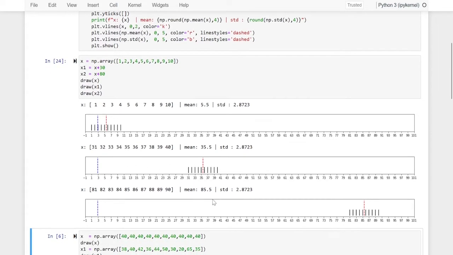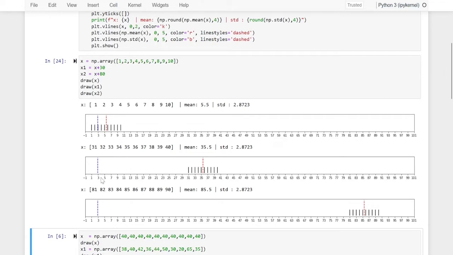It gets increased further. Now 81 to 90. Now mean is going to give us the average or mean of these numbers. That is 85.5. So what is mean doing? Mean is going with the character of this data set, right? As the data set is having more values, mean is reflecting the magnitude of the values. So here it is 5.5, here it is 35.5, and here it is 85.5.